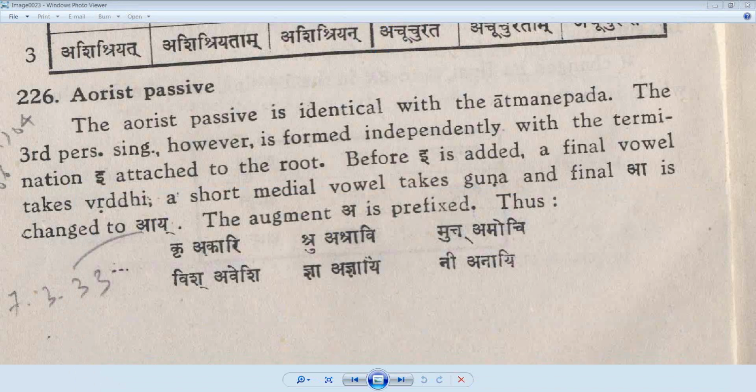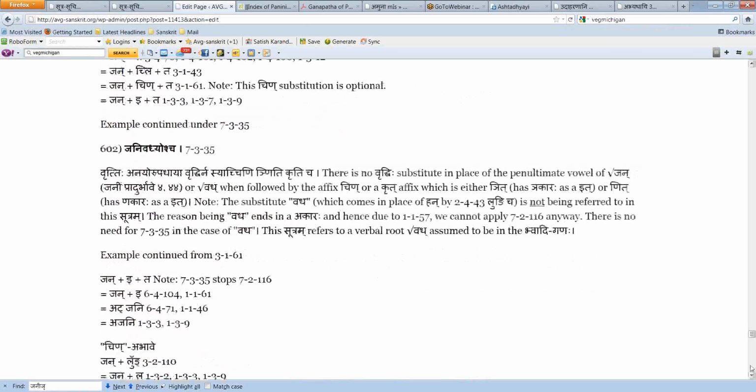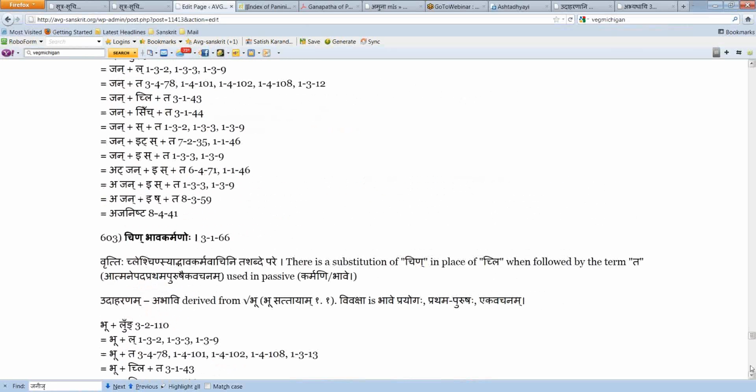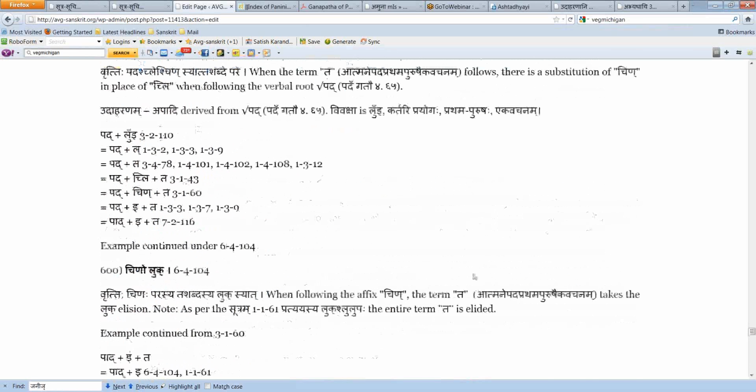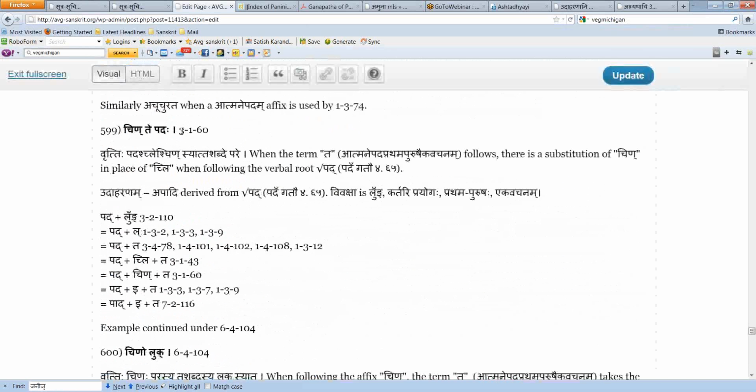The third person singular, however, is formed independently, by the termination e added to the root. This is what we studied in the last class. We can do it one more time. The sutram we need is chin bhava karmanoho. But before going to that section, let us quickly review a few rules, from chinte padaha.